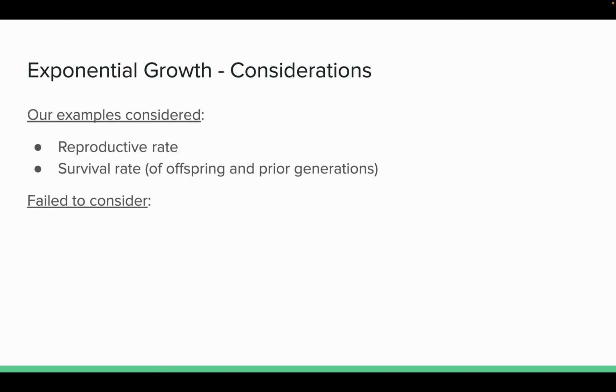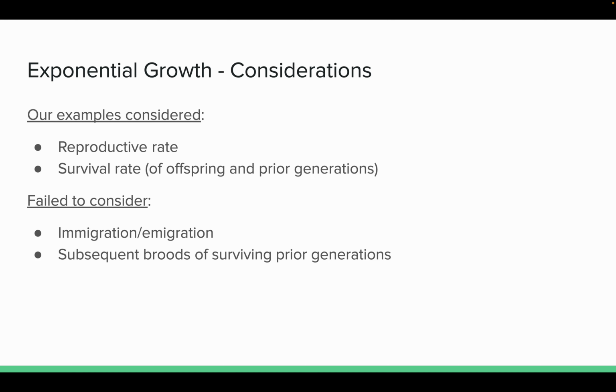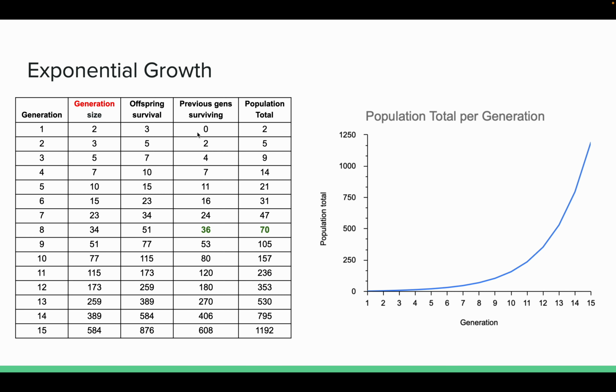However, we did fail to consider a few different factors here. As we mentioned at the beginning of this video, we did not consider immigration or emigration, which could have some other implications on that growth. Additionally, we did not consider any subsequent broods of those surviving prior generations. If I jump back to that table, we've got these 36 surviving individuals from before generation 8. Are these ones producing additional offspring on top of the 51 produced by generation 8? We have not considered that, so that could also have more implications on our growth curve here.